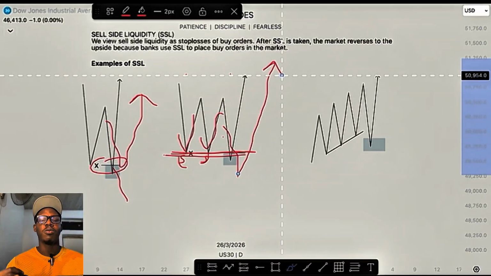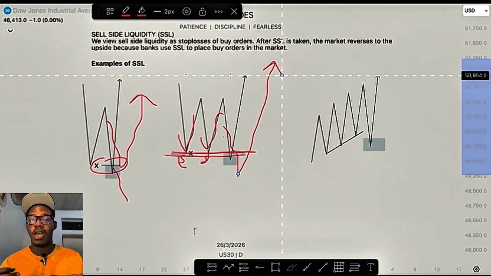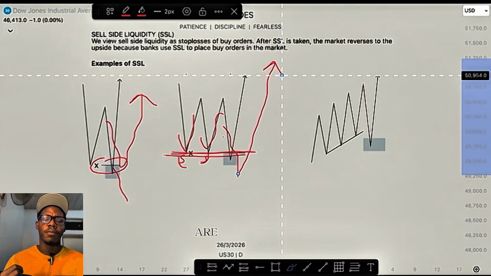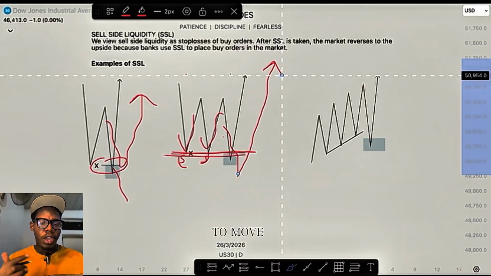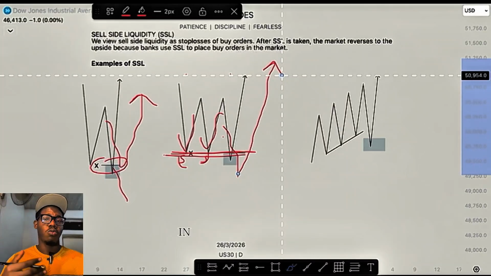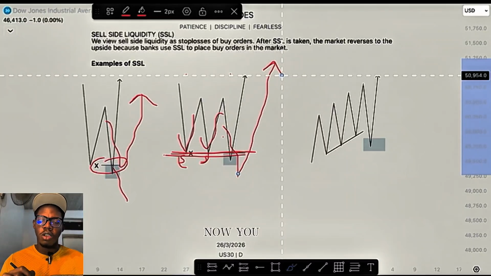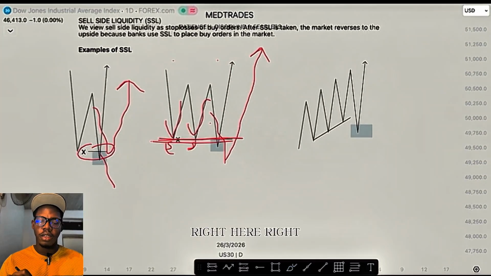Now you might be asking, what is the essence of price coming to take out this setting of people? It is because, remember, in the beginning of this video I said liquidities are what fuel the market. So in order for the market to move, it needs to stop people out. It needs to take out stop losses in order to push the market in the direction it wants to move.